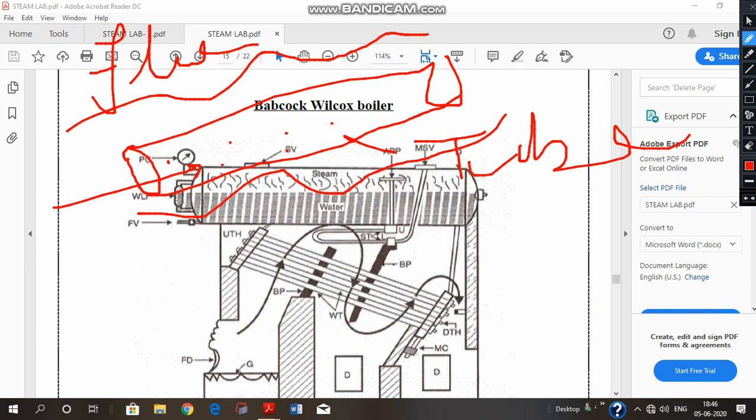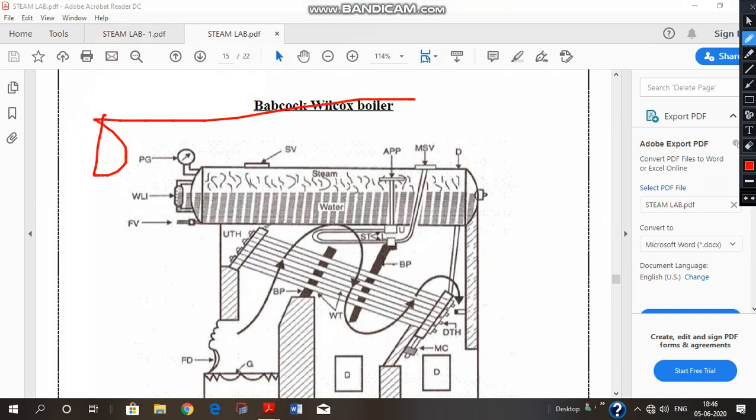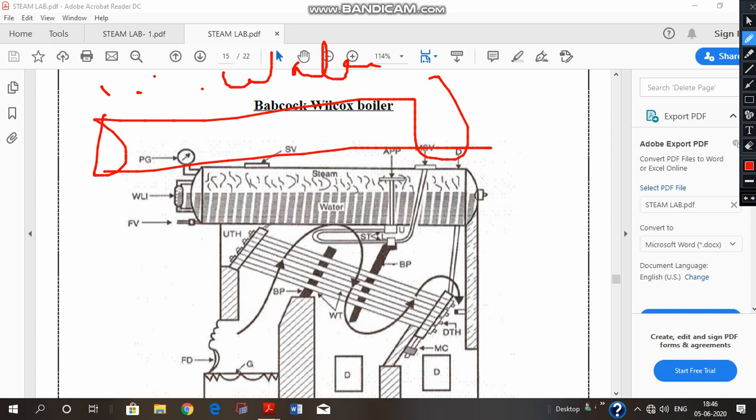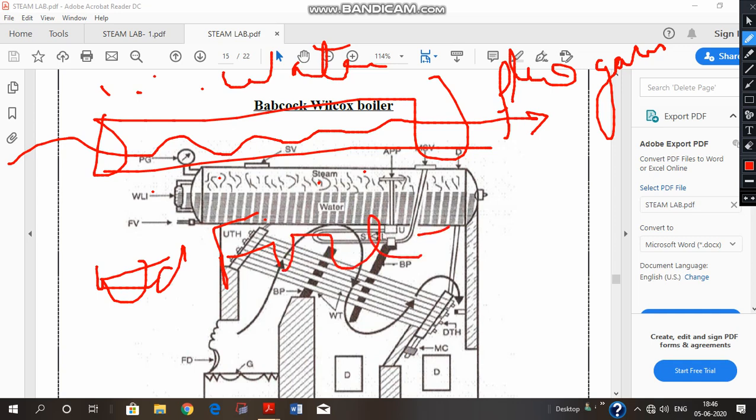Now we talk of the reverse condition, where we have a tube and water is outside the tube. Now this is water, and the flue gases flow inside the tubes. Such a condition is called a fire tube boiler, meaning fire is present inside the tube.